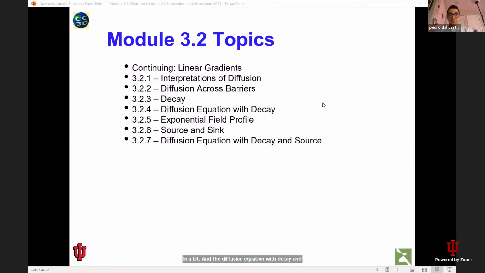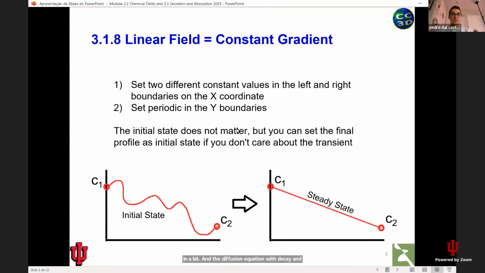So continuing our previous lecture, this is very important for you to know if you are modeling, for example, a tissue that presents a kind of a linear field or chemotaxis. It's very important for you to know how to implement a linear field. So I will show in the code how to do it for you, and then we'll go back and do it step by step together. Okay.